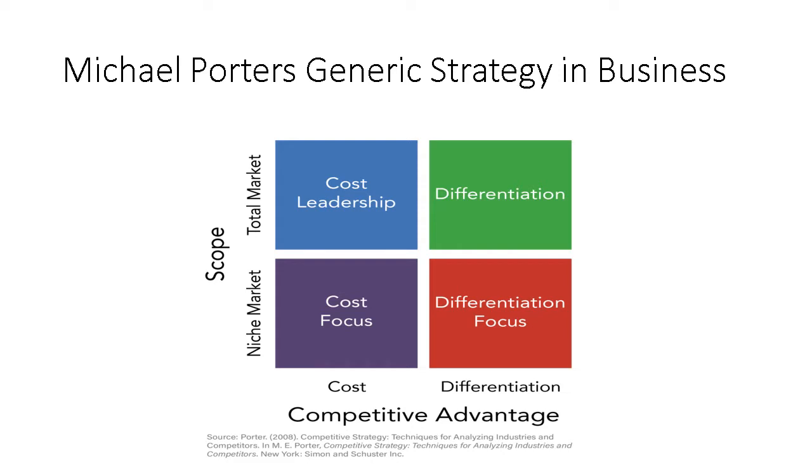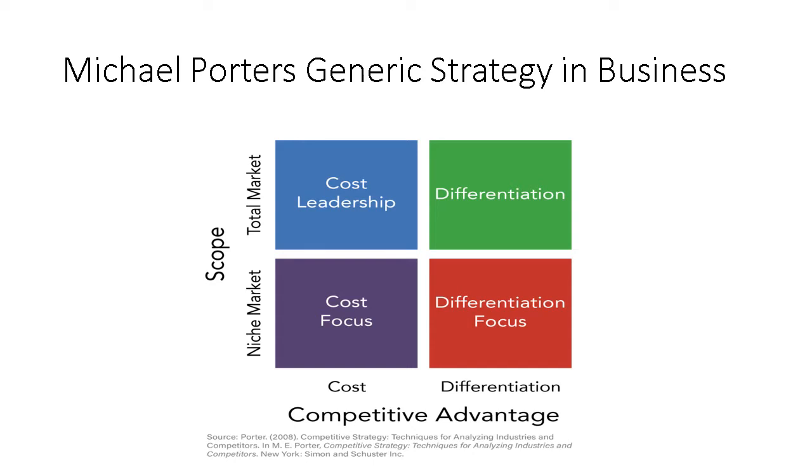And our learning outcomes: number one, students will be able to understand how to apply Porter's generic strategy in business. Number two, students will be able to understand why it is called generic strategy. Number three, students will be able to comprehend the application of each of the strategies. All right, let's start.